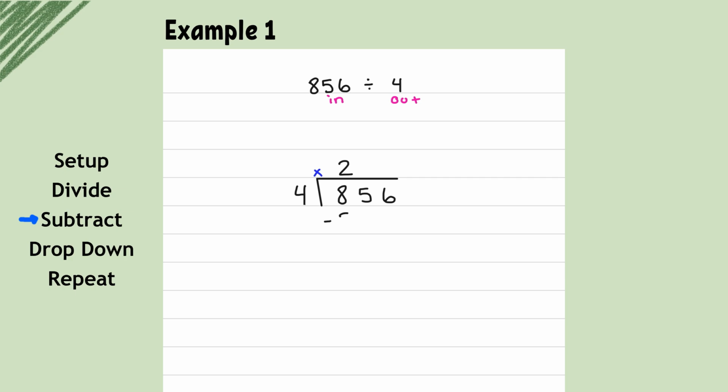And now we need to subtract our product. So 4 times 2 is 8. So we're going to subtract 8. And we're going to get 0. Now let's go on to the next number. Let's bring it down. And this 0 will become a 5 now.